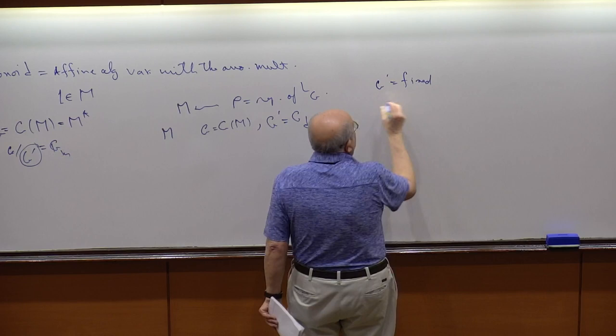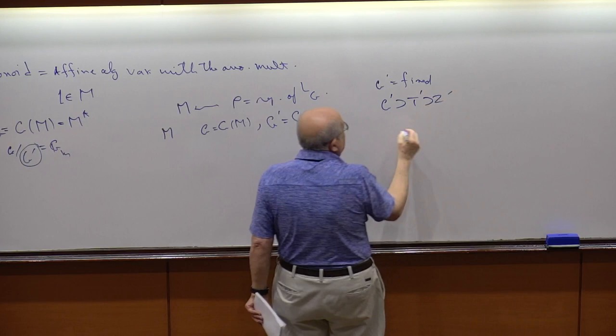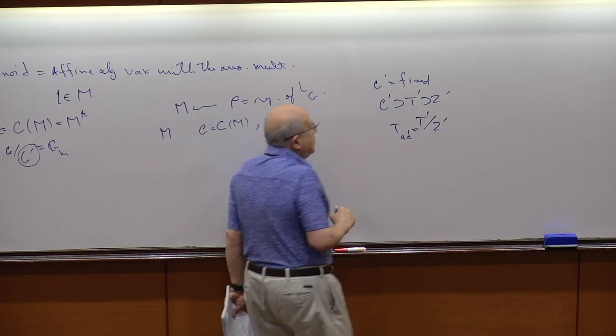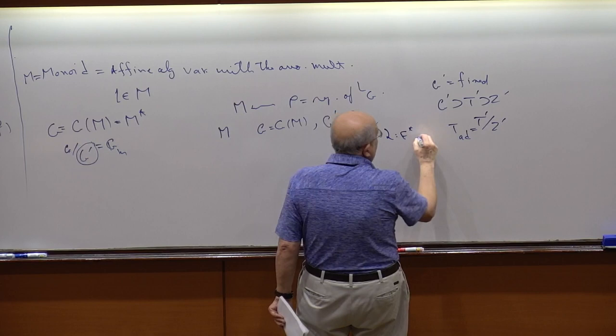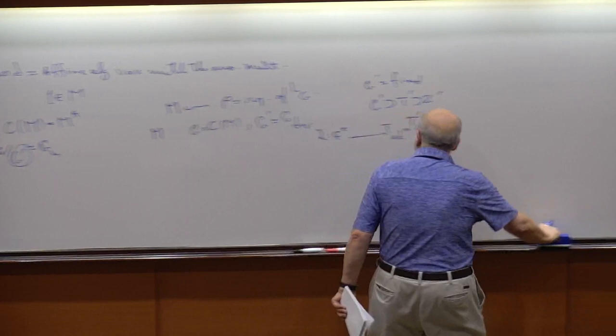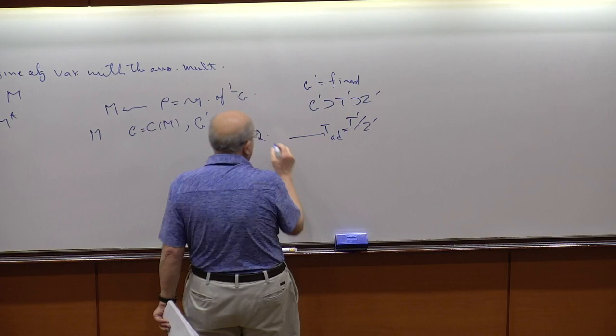And then, of course, inside here you have the maximal torus, you have the center, and then you will look at T prime over Z prime. Let's call this T of the adjoint group. And let me take a co-character lambda from G_m to here. So these are co-characters.